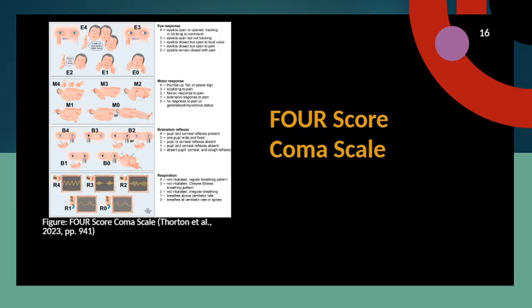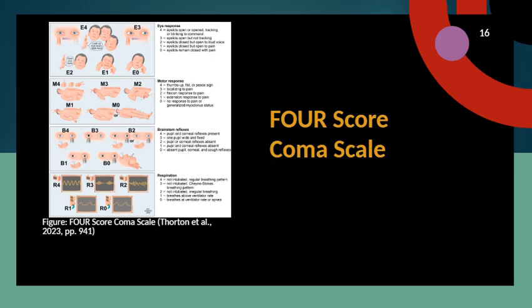The 4-score coma scale is another validated tool used to assess a patient's level of consciousness. 4 stands for full outline of unresponsiveness. This scale was created to address some limitations of the Glasgow Coma Scale and is especially useful in patients who are intubated, where verbal response cannot be assessed. Instead of verbal response, the 4-score evaluates brainstem reflexes and respiration, which give us more detailed neurologic information.